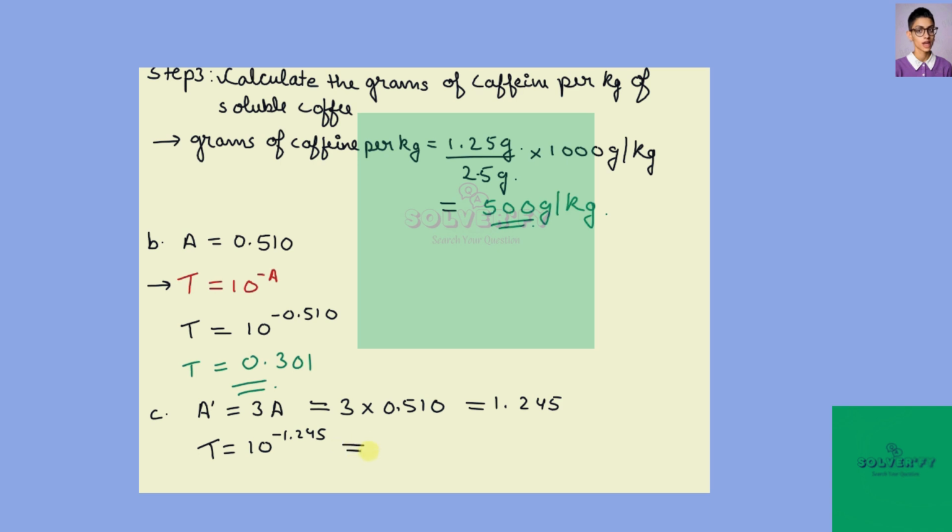So it is equal to 0.039. Now to find the percentage of light transmitted, we'll multiply by 100. So the percentage of transmittance is equal to 0.039 into 100, so the transmittance value is 3.9%. So this is the percentage of transmittance.